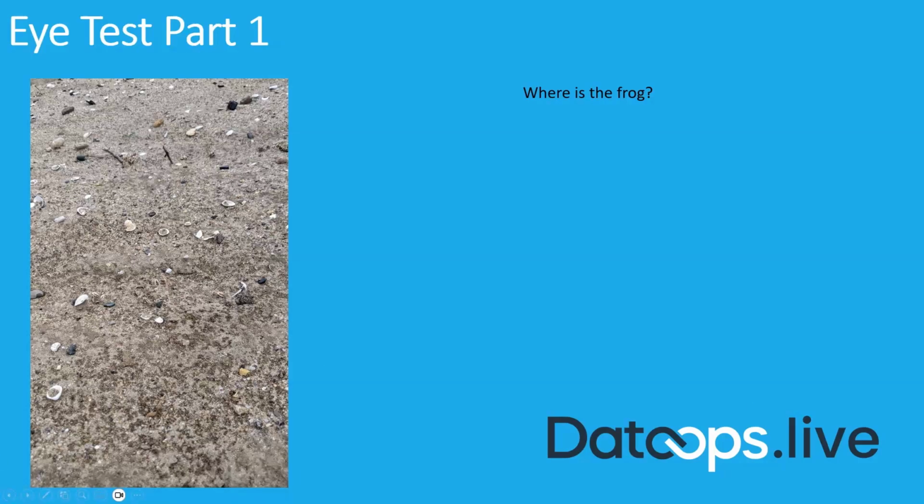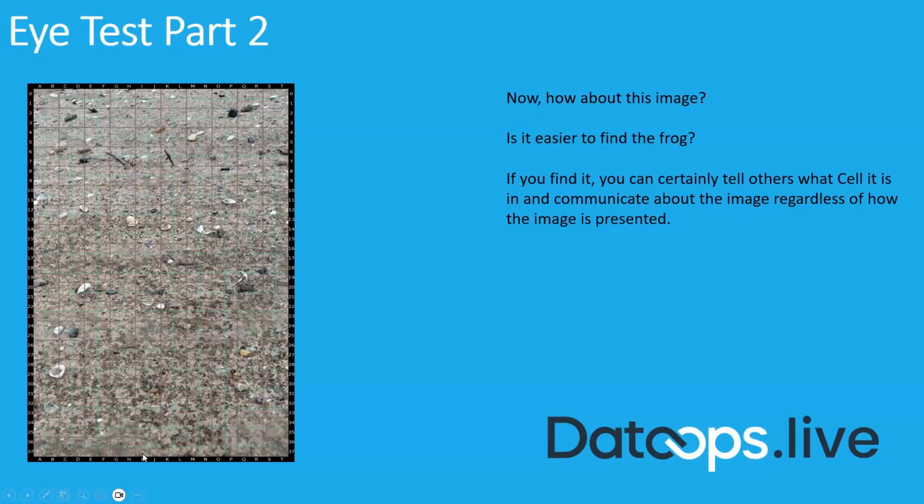Let's see if this helps. We're going to put some grid lines around that. Is this easier to find the frog? Well, maybe not. But if you can find it, you can certainly tell others what cell to look at. You can communicate about the image itself, regardless of how the image is presented.